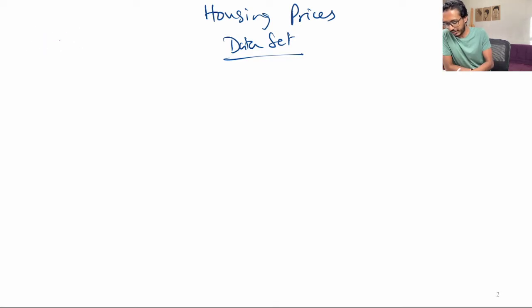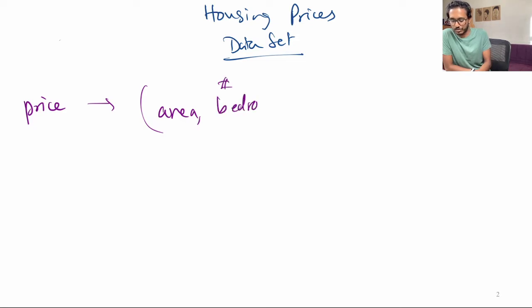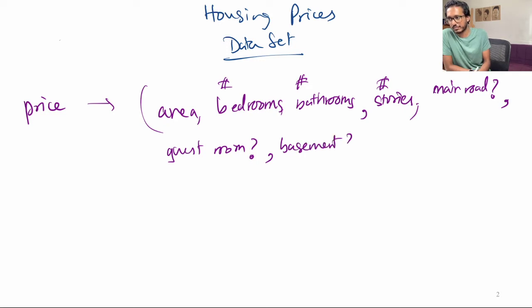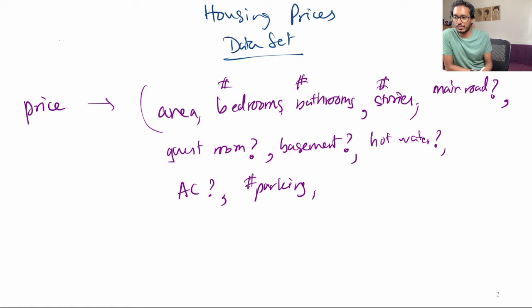Of course we are given the price, and we are going to predict this as a function of the floor area of the house, the number of bedrooms, number of bathrooms, number of stories, whether it is close to a main road, whether there is a guest room, whether there is a basement, whether there is hot water, whether there is AC, the number of parking spaces, and whether it's furnished or not.